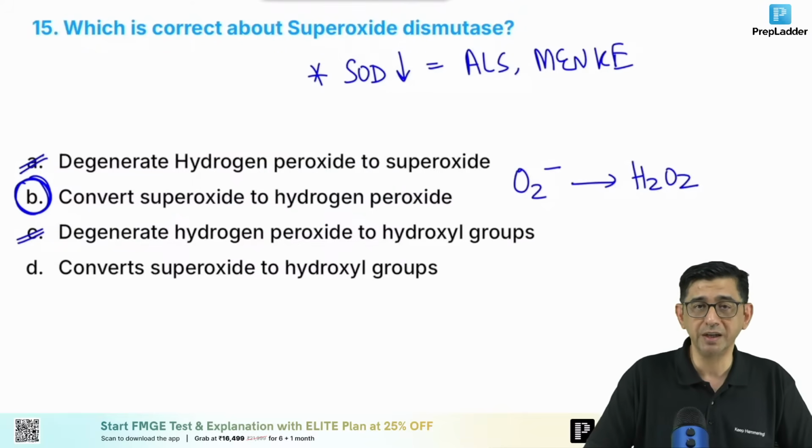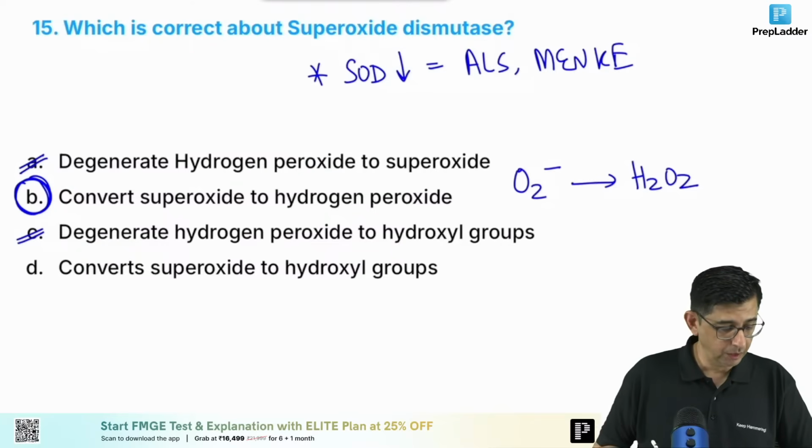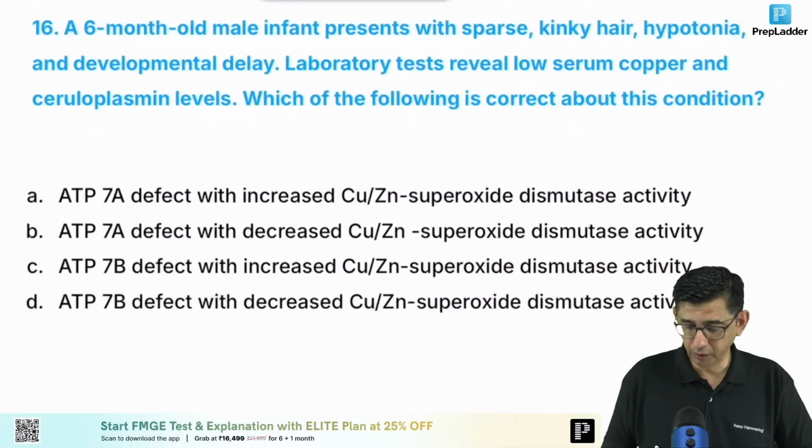If the activity is less, then there can be a neurodegenerative disorder like amyotrophic lateral sclerosis, which Stephen Hawking was suffering from. A great scientist who spoke about the concept of a black hole. Okay, great. Let's move on to the 16th one, though I've already given you a heads up with respect to this.